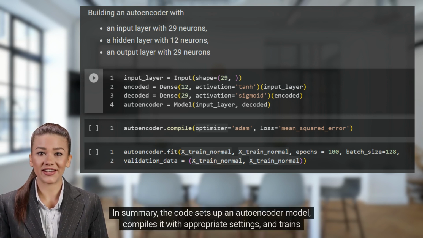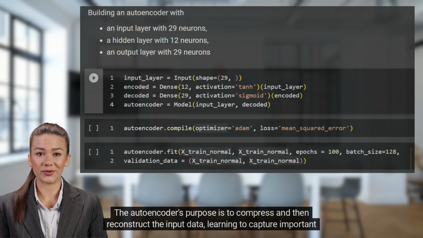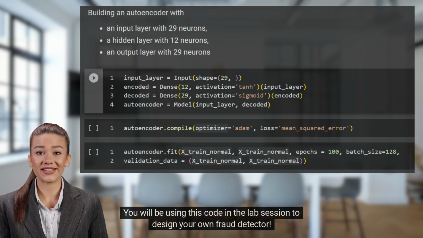In summary, the code sets up an autoencoder model, compiles it with appropriate settings, and trains it using the provided training data. The autoencoder's purpose is to compress and then reconstruct the input data, learning to capture important patterns and features along the way. You will be using this code in the lab session to design your own fraud detector.